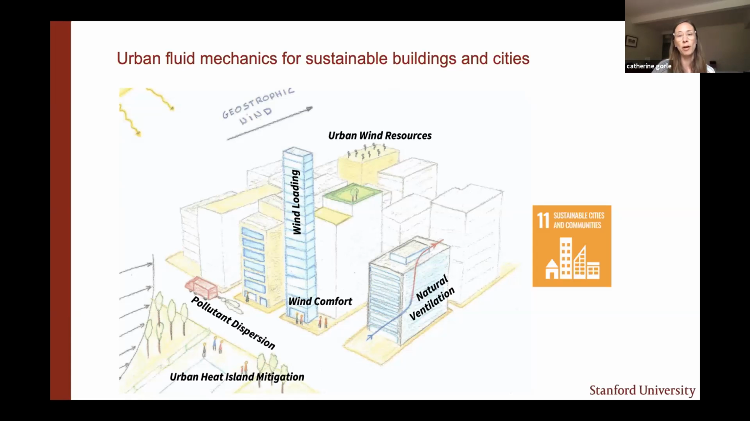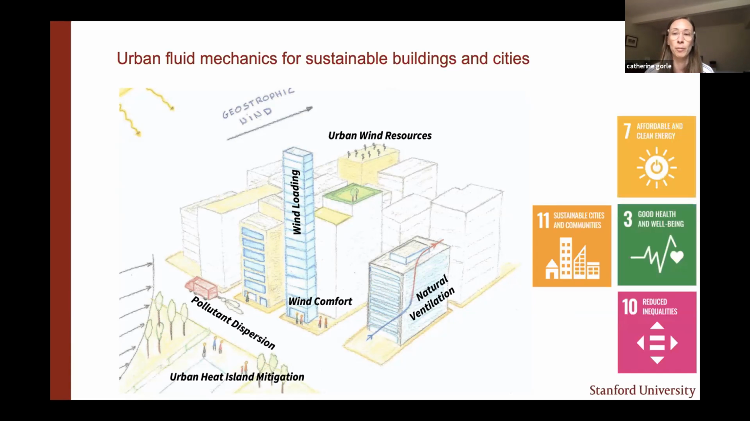So when you think about all of these problems, it's really not just the sustainable cities goal, but there are 3 more. So if you click 3 times, Tom, we have affordable and clean energy, which is very closely related to natural ventilation, the urban wind resources. Good health and well-being is linked to pollutant dispersion and also natural ventilation and urban heat island mitigation. And then we also have the reduced inequalities.